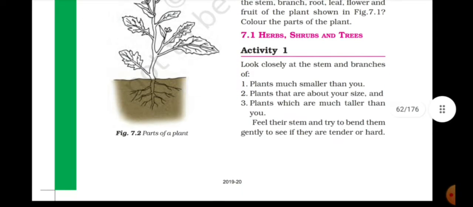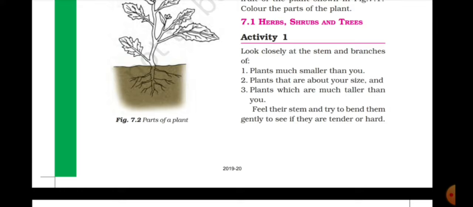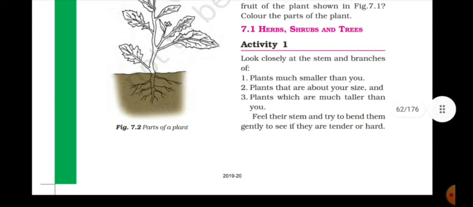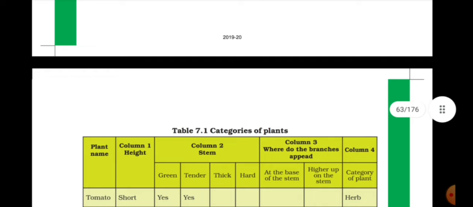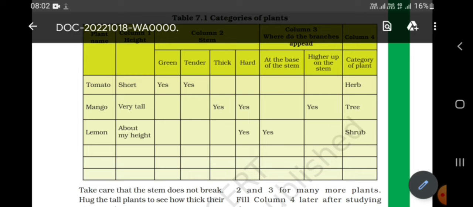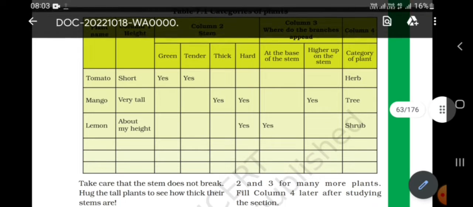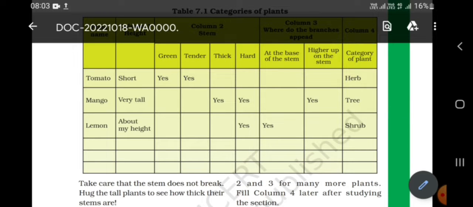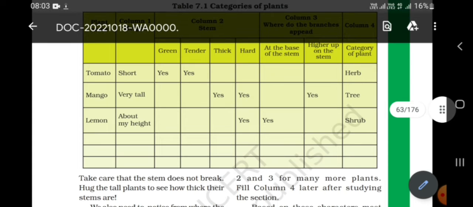So अब हम पढ़ते हैं what are the types on the basis of size. तो size के basis पे क्या है? Herb, shrub and trees. So this is a categorization chart which will make it better. Suppose there is a tomato plant, so it is short. Yes, इसका height is very short. Mango बहुत बड़ा and very long living.